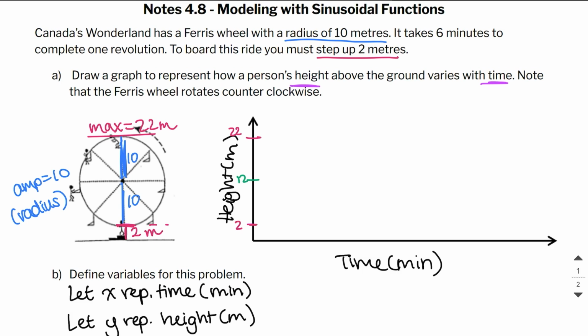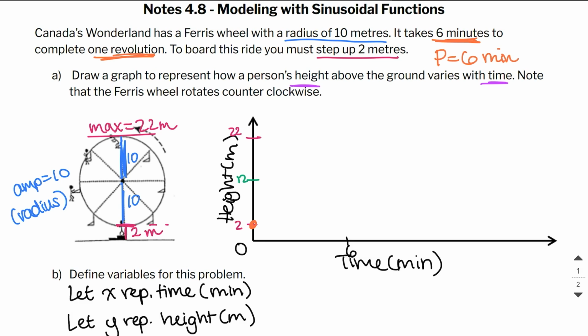We also know that you're going to board the ride at time 0. And then it says that it takes 6 minutes to complete one revolution. So this tells us that our period is going to be 6 minutes. So we're going to complete one full rotation all the way around in 6 minutes. We're going to start at our min of 2, and we know that after 6 minutes, we will be back at our min again.